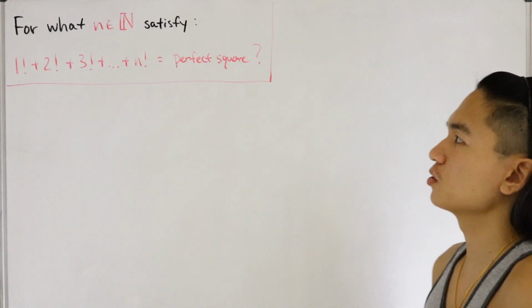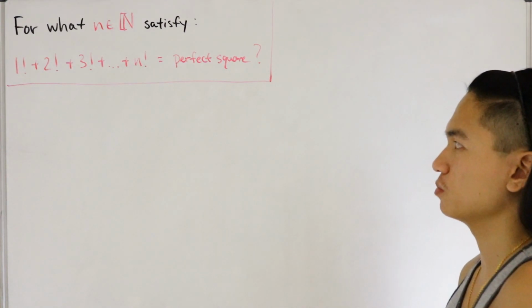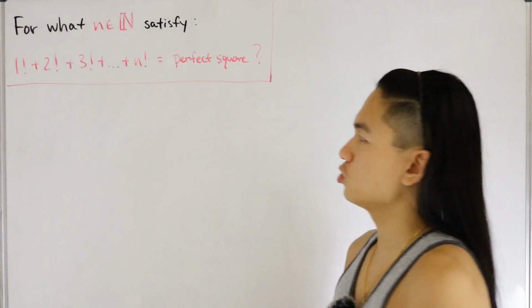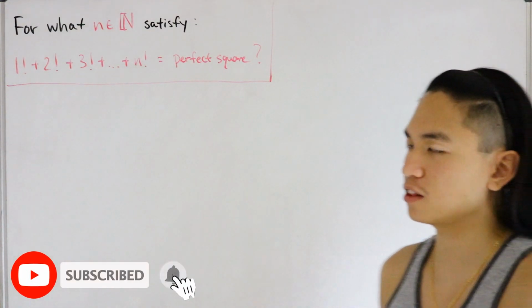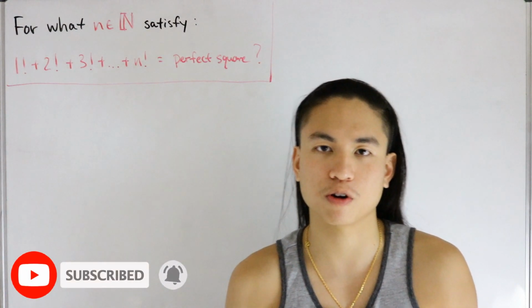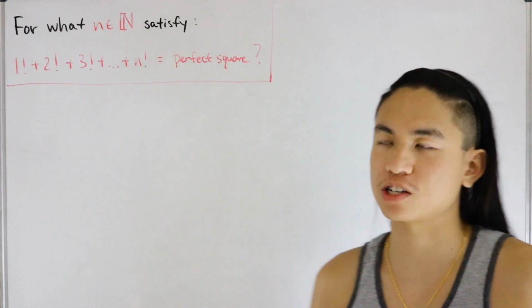So here we have a nice little number theory problem. We want to find natural numbers n satisfying the following expression below. We have 1 factorial plus 2 factorial plus 3 factorial all the way up to plus n factorial, such that the following expression results in a perfect square, like 1 squared, 2 squared, 3 squared, etc., for that extension.